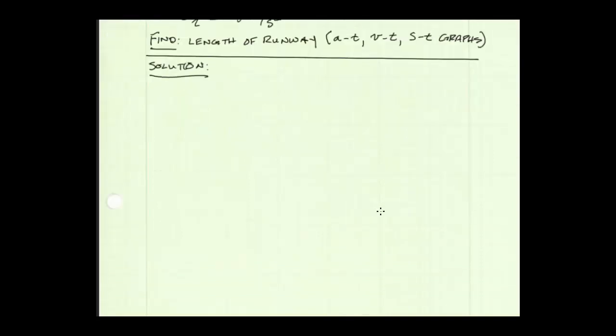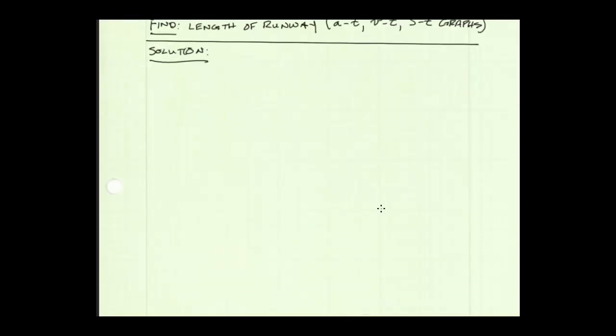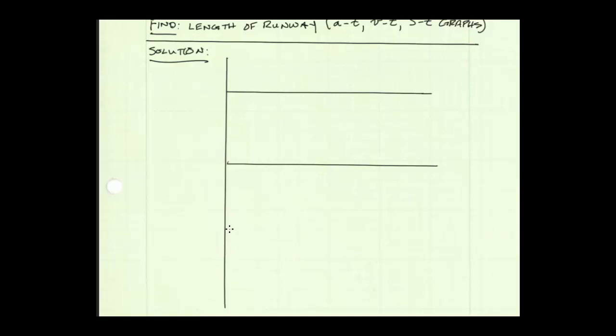To start this, I'm going to draw my velocity, position, and acceleration graphs. And I'm going to do this where I put them all together on the same axis. That way it'll be a little bit easier to transfer from one to the other. Okay, so this would be my velocity, position, acceleration.